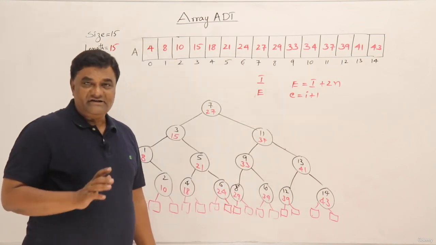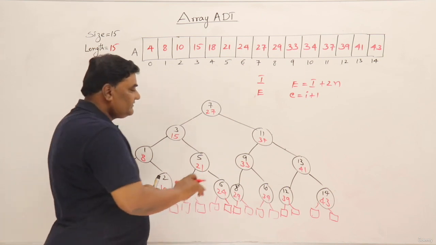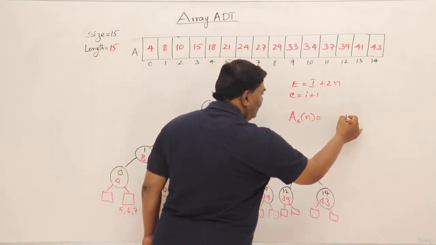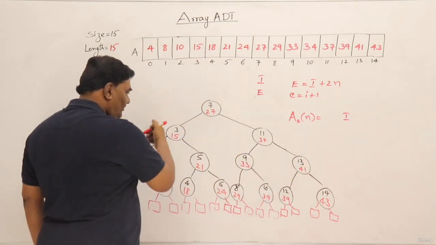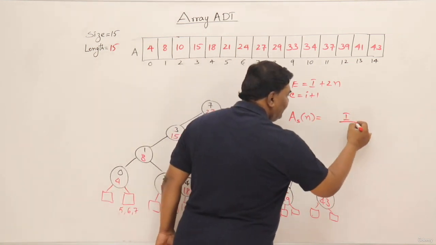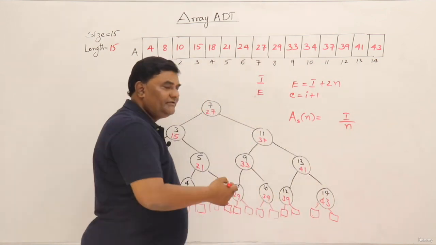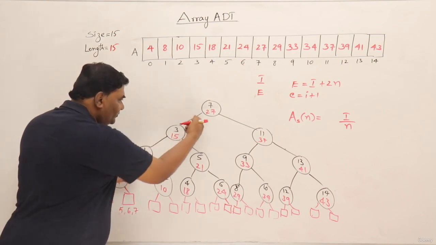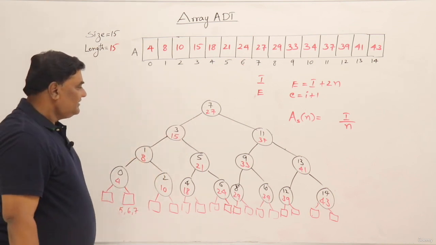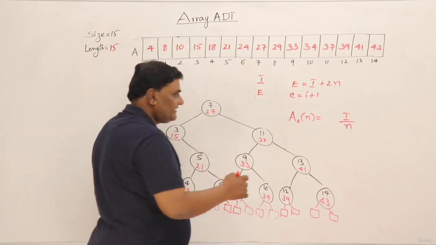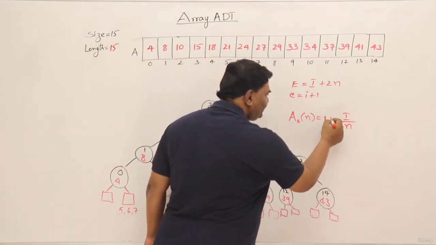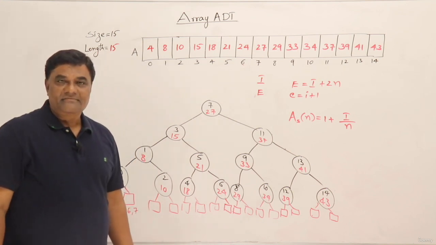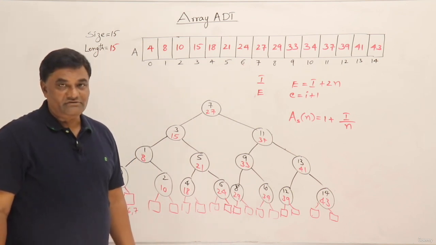Now what is the average successful search time for n elements? The average successful search time for n elements equals the total paths of all internal nodes divided by the number of nodes. So we will get the average path. And we know that for this node the path is 2, but the number of comparisons is 1 extra. For every node, 1 extra comparison is there. So average path plus 1. This gives the average successful time in terms of paths of internal nodes.